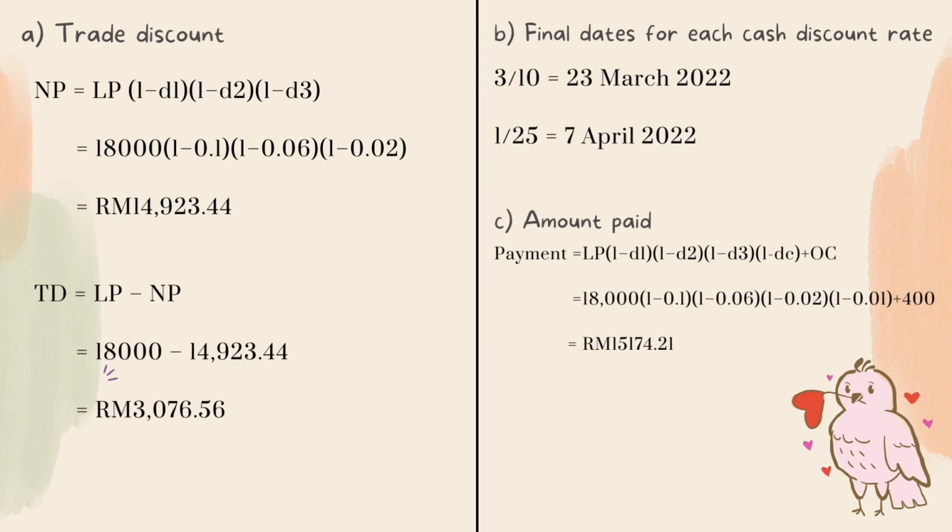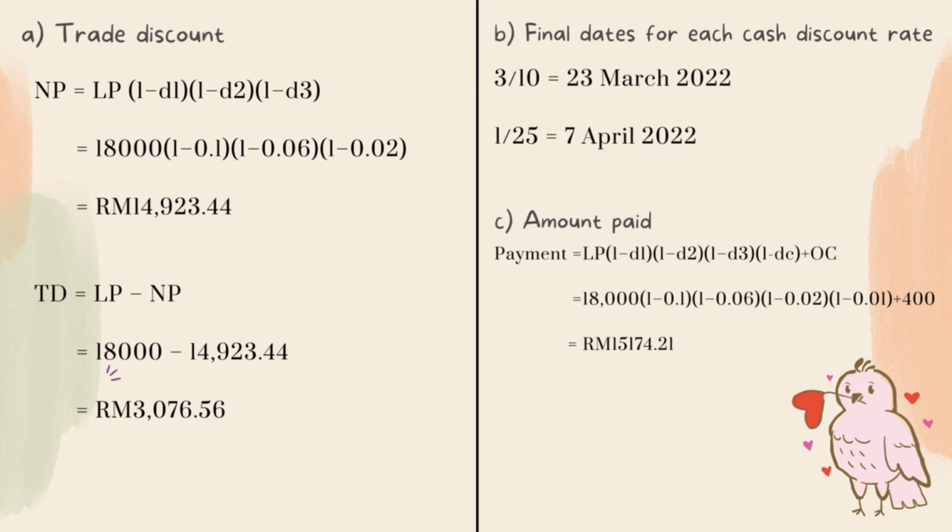So A, find the amount of trade discount. For this question, we need to use the trade discount rates formula, which is NP equals to LP (1 - D1)(1 - D2)(1 - D3). So the LP is 18,000. For D1 is 0.1, D2 is 0.06 and D3 is 0.02. The answer that we should get is RM14,923.44.